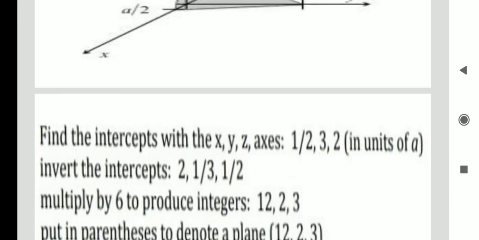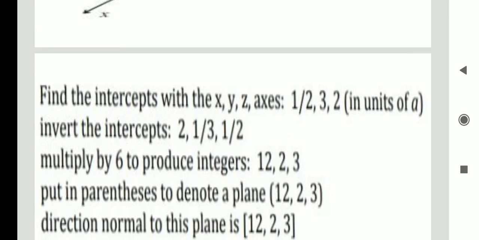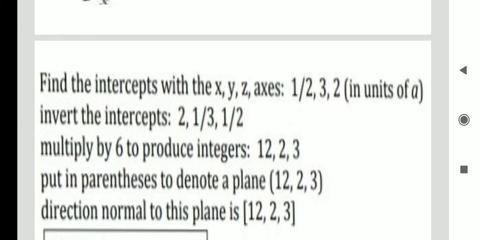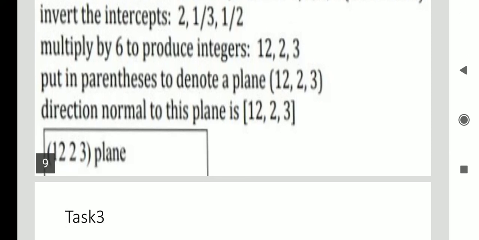Then the intercepts for this one are 1/2, 3, 2 on the x, y, z axes. The first step is the reciprocal form: 1/(1/2), 1/3, 1/2. Then it is 2, 1/3, 1/2. Then what is the LCM? We need to change it to whole number form, so 12, 2, 3. This is your answer.